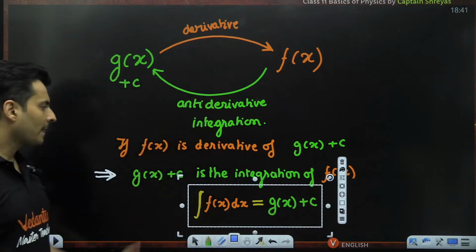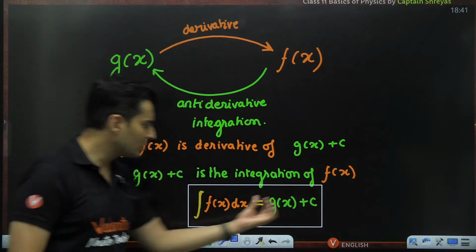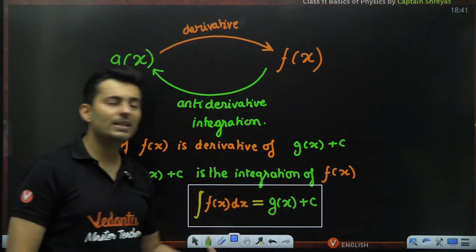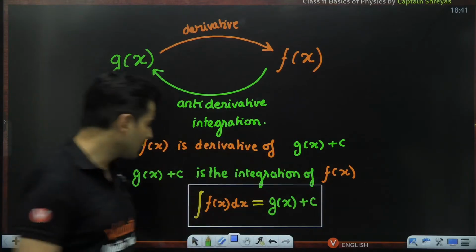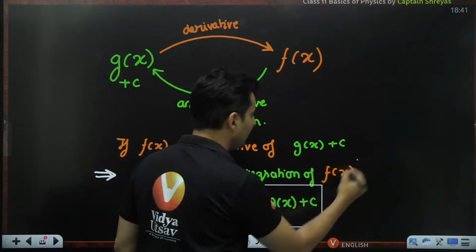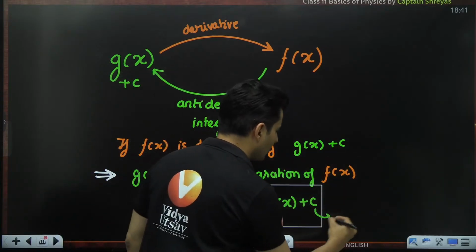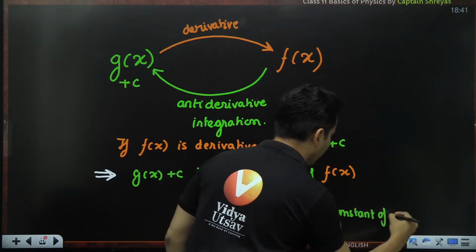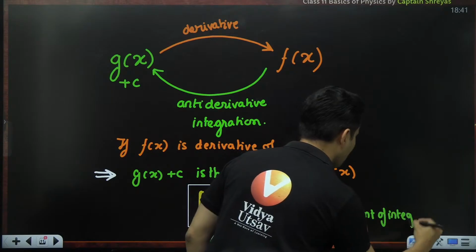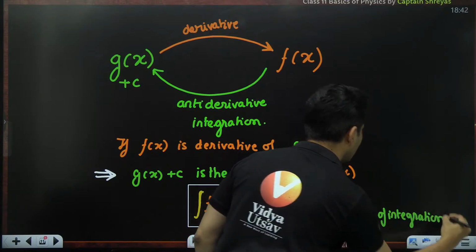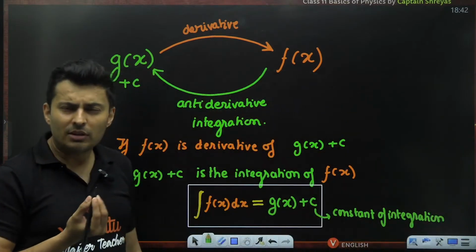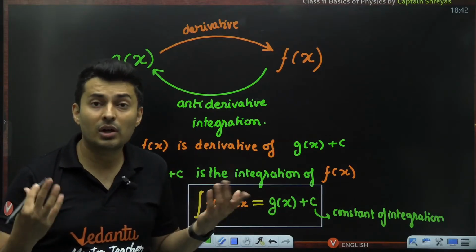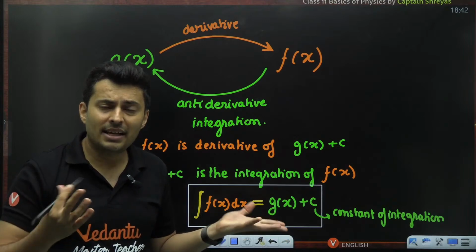Is this clear, my dear students? g of x's derivative is f of x, so the integration of f of x will be g of x plus c. c is called the constant of integration. We do not know the value of the constant. It is a benefit of the doubt because we are not sure what it is exactly.